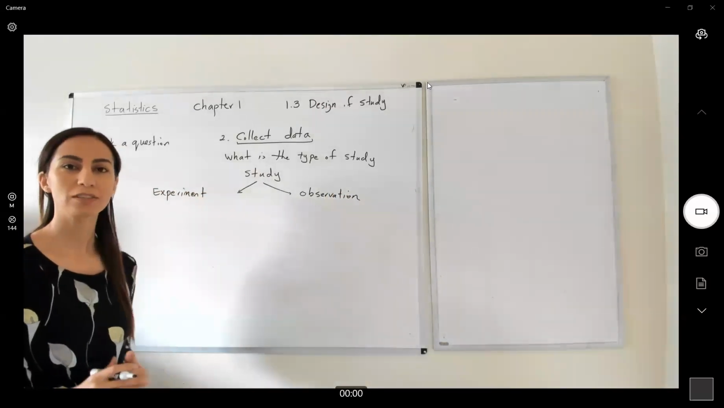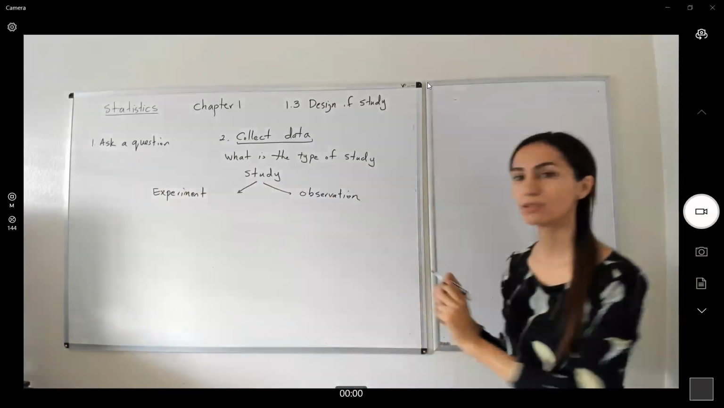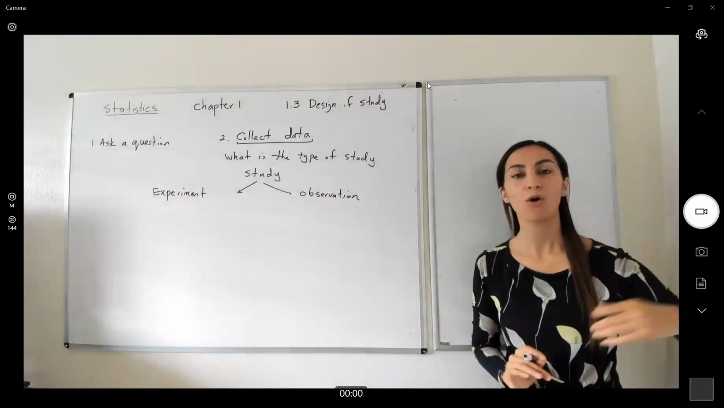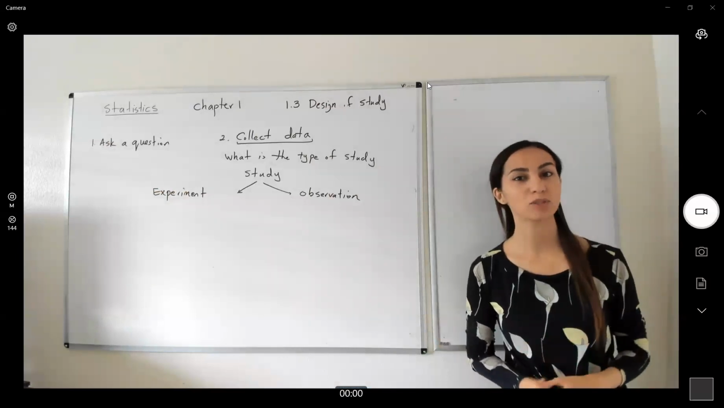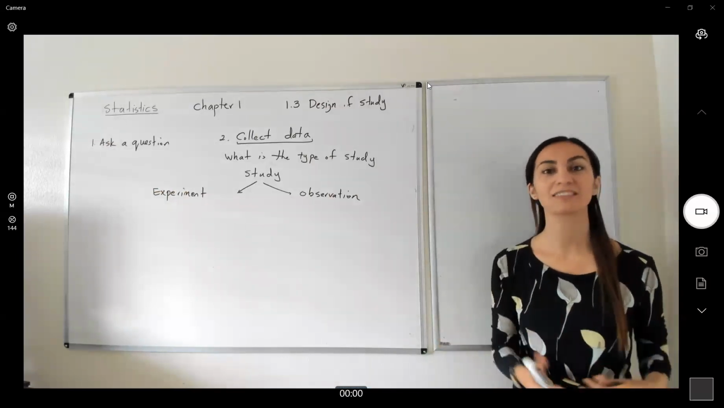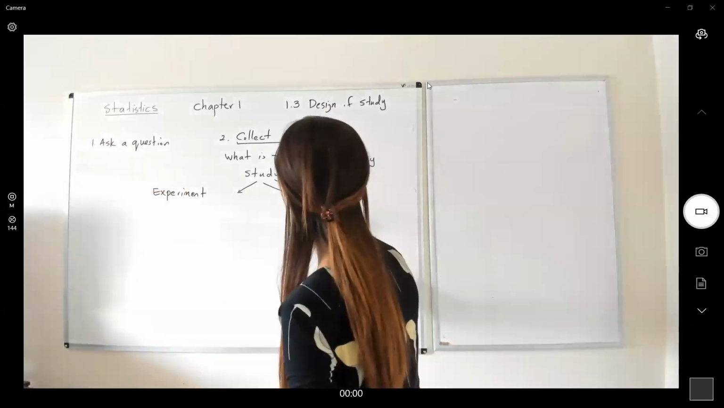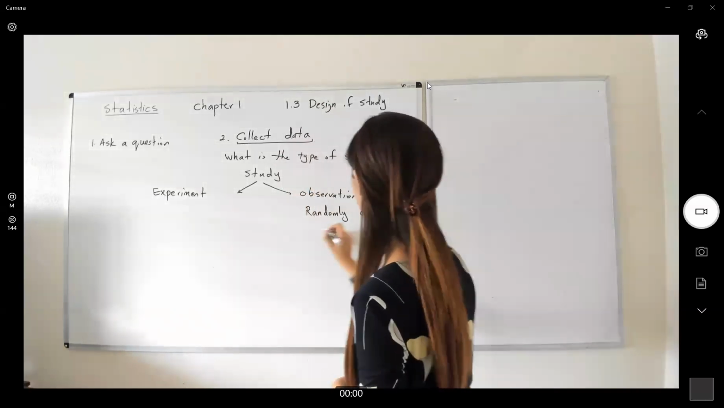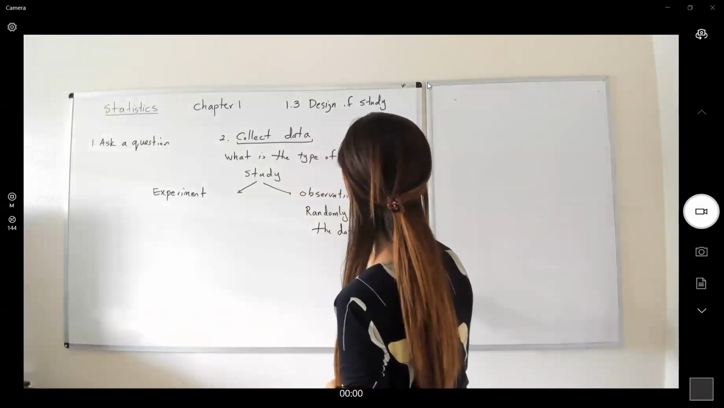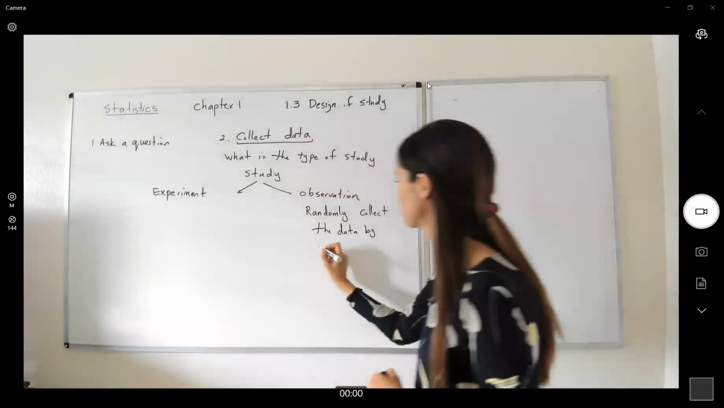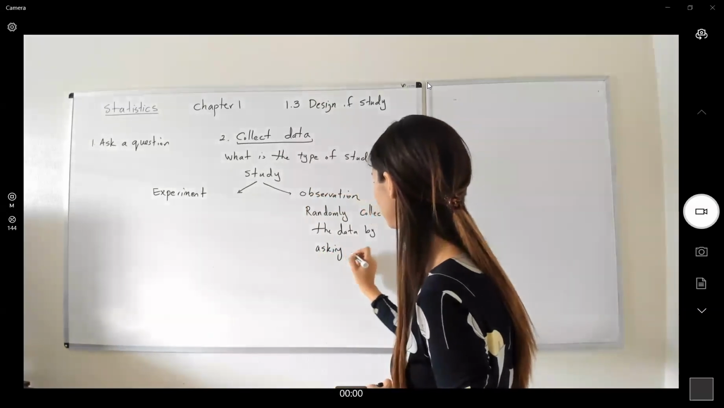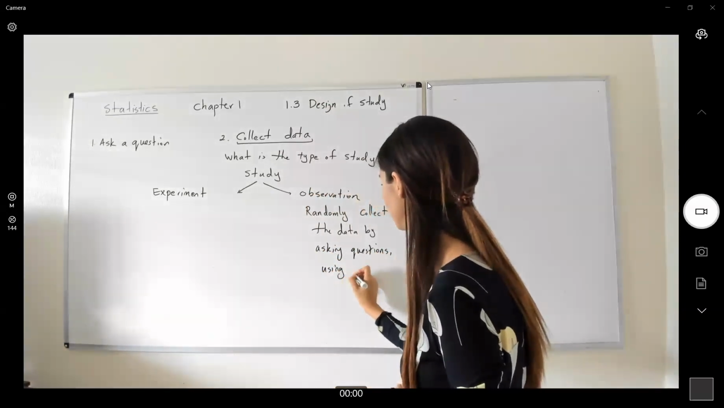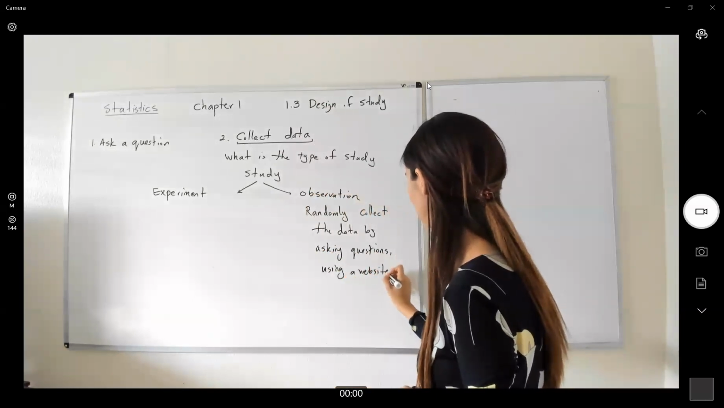So observational studies are those types of study where you just collect the data by asking questions or posting the questions on a website and randomly collect the data, by either asking questions, using a website, and so on.